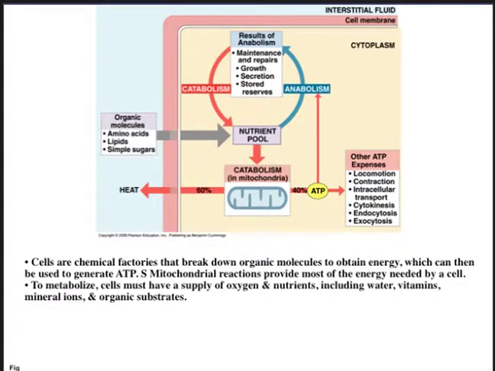To metabolize, cells have to have a supply of oxygen and nutrients, including water, vitamins, mineral ions, and organic substrates. Now, if we look at each of these, what is important about each of these components? Well, the oxygen is important because without it, we wouldn't be able to extract as much chemical potential energy from organic fuel as we would in its presence.